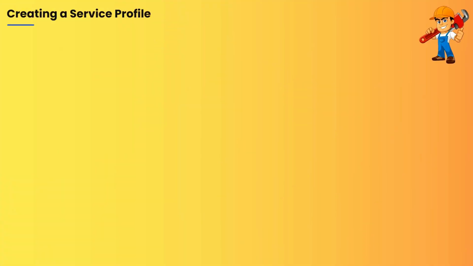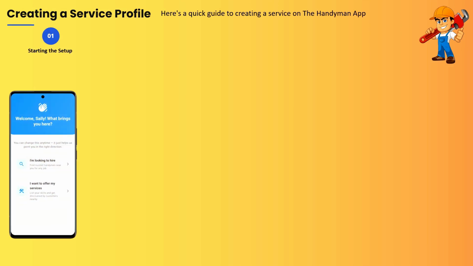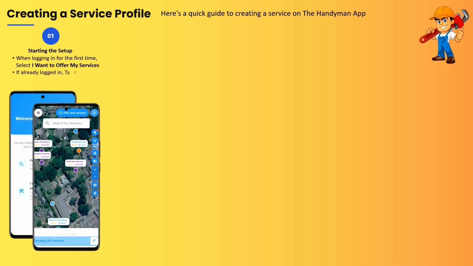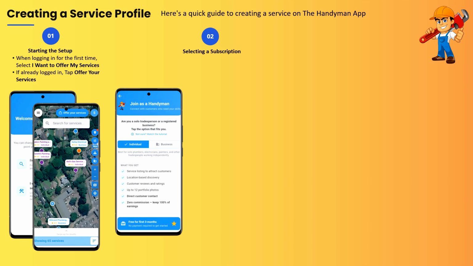Creating a service profile. Here's a quick guide to creating a service on the Handyman app. 1. Starting the setup when logging in for the first time. Select I want to offer my services, or if you already have an account and logged in, tap Offer your services.